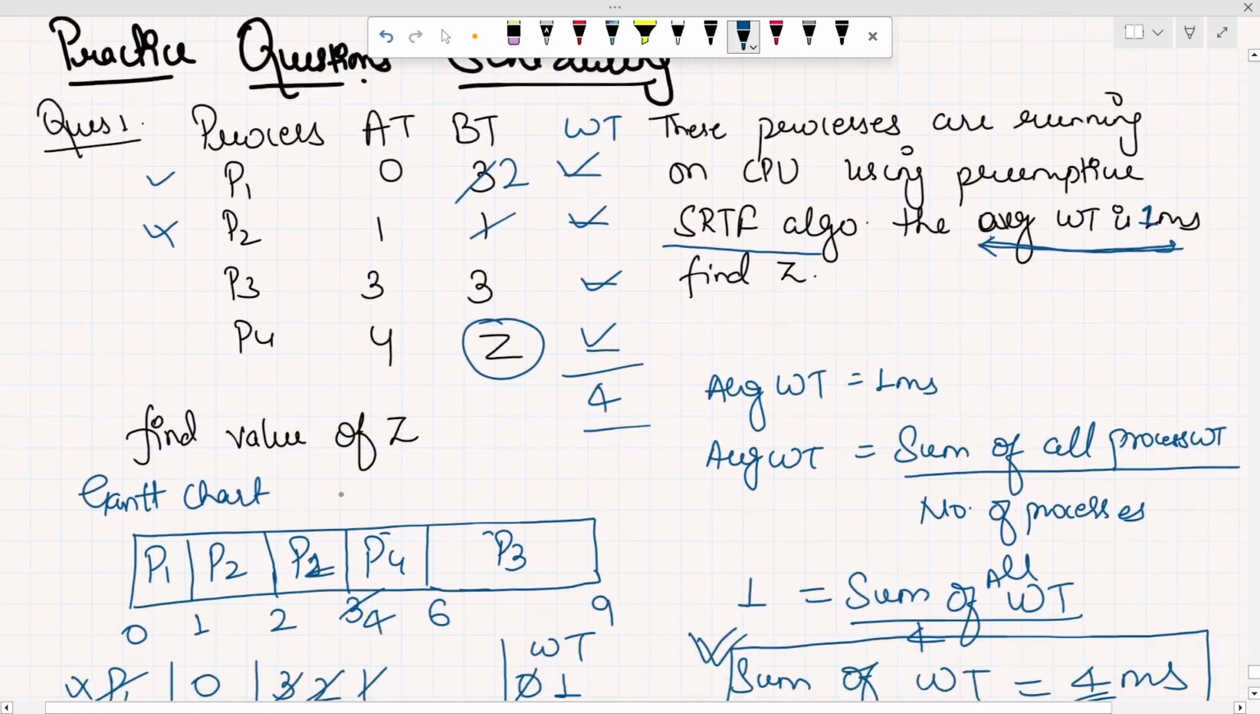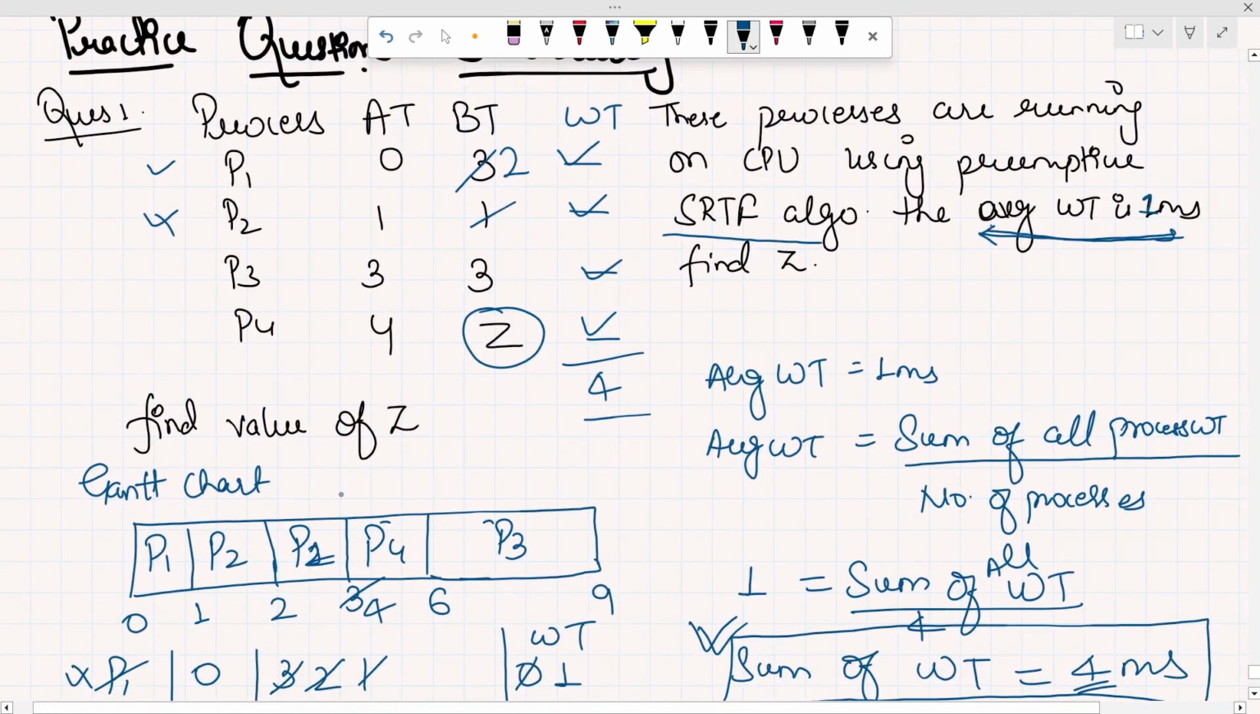The GATE exam doesn't ask you for average waiting time or average turnaround time. It asks you in this way: find the burst time. Okay, so this is what the question is.